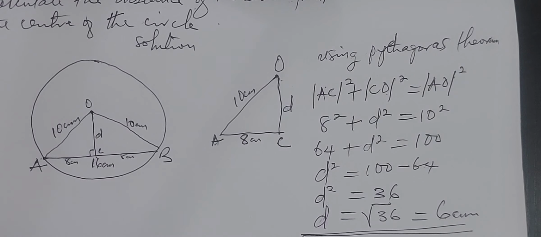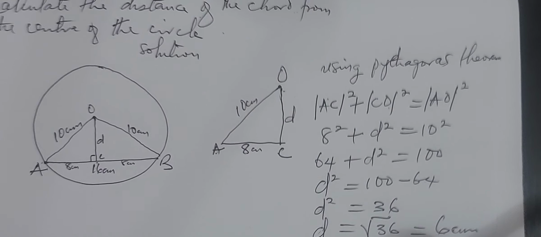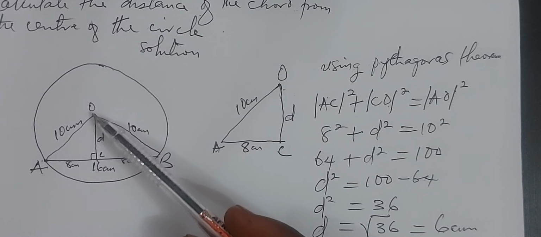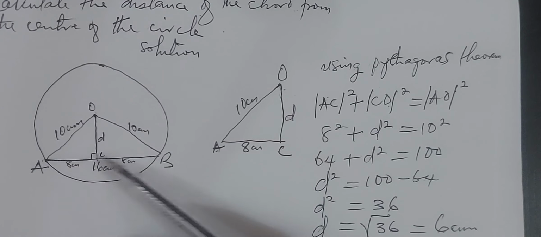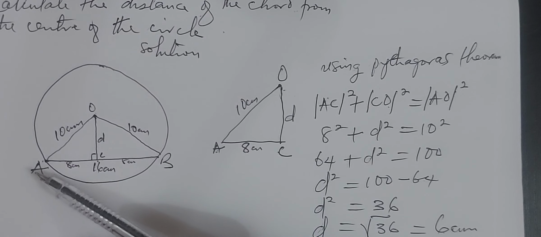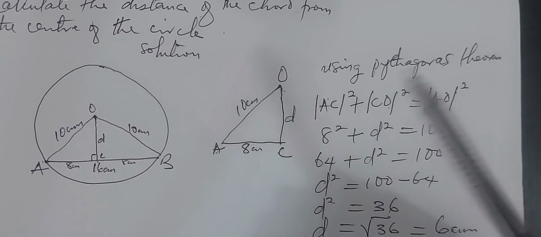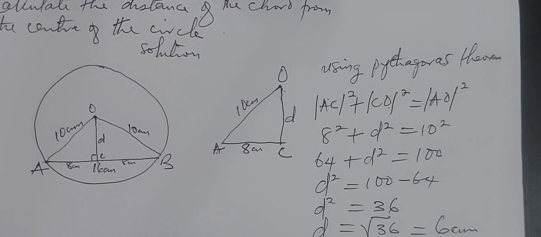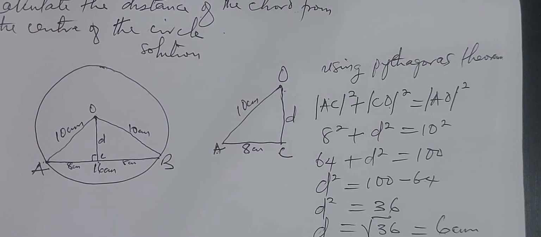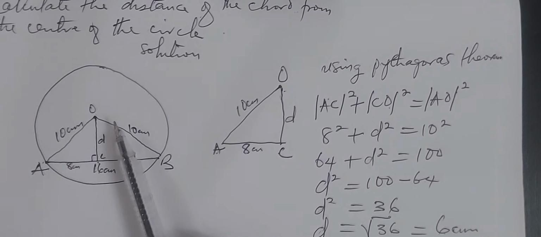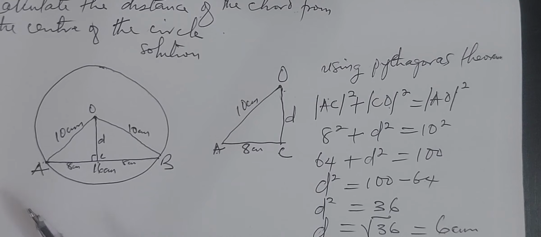So it's very simple. Just note the rule that a line from the center to the chord divides the chord into two equal halves, and that it is at right angle to the chord. So I believe this one example can give you the idea of what we're going to talk about. In the subsequent video, I'll be solving so many examples on this chord theory, and as you stay along, you will understand it more.